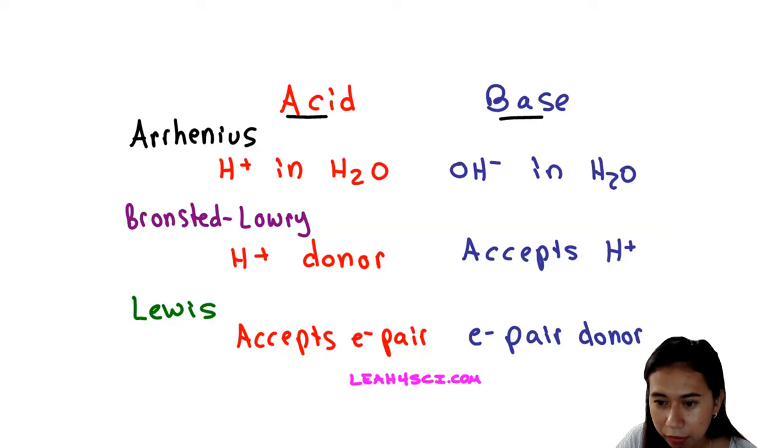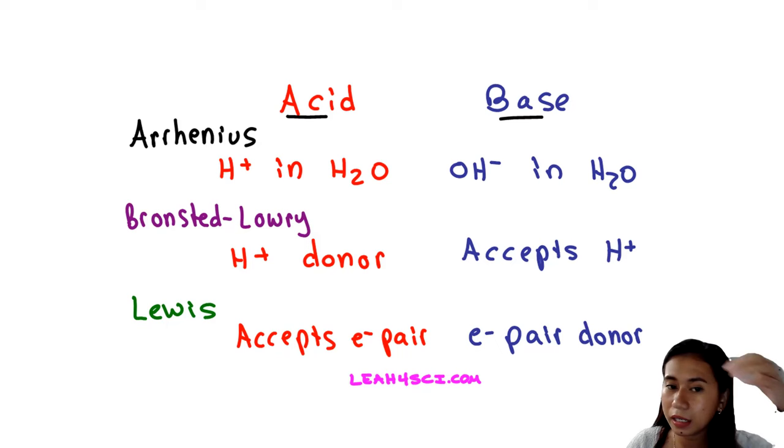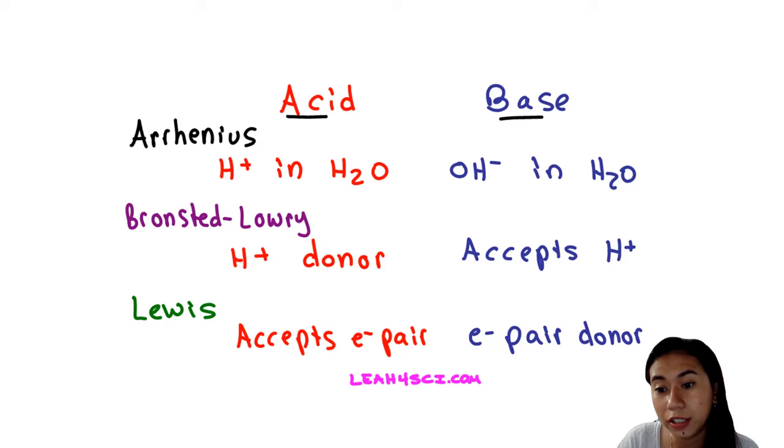So, here, we have Arrhenius, Brønsted-Lowry, and Lewis. Meron silang definitions of acids and bases. So, si Svante Arrhenius, sabi niya, yung acid ay yung substance na nagpoproduce ng hydrogen ions, H plus. Ang base naman, it releases hydroxide ions. Kay Arrhenius yon. So, kapag tinanong sa inyo, sino yung nagsasabi na ang acid ay ang substance that releases hydrogen ions, ang sagot natin ay si Arrhenius. Ang definition naman niya sa base, a substance that produces hydroxide ions, OH.